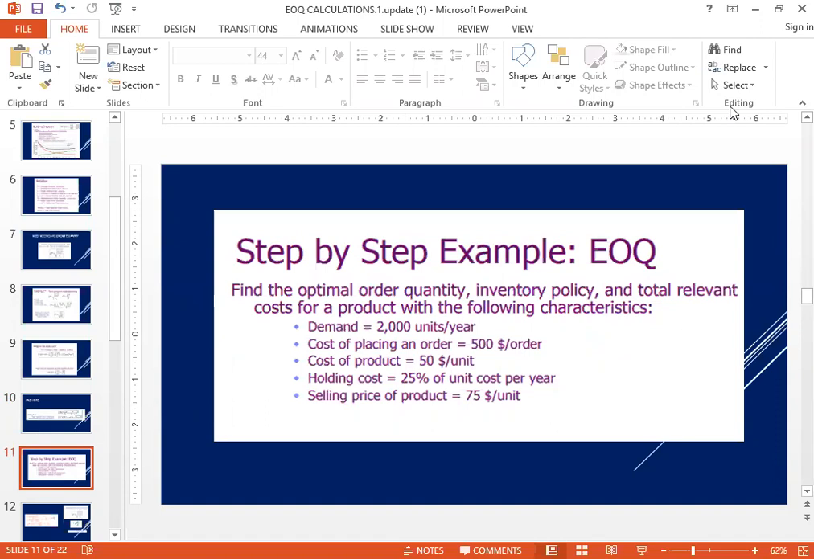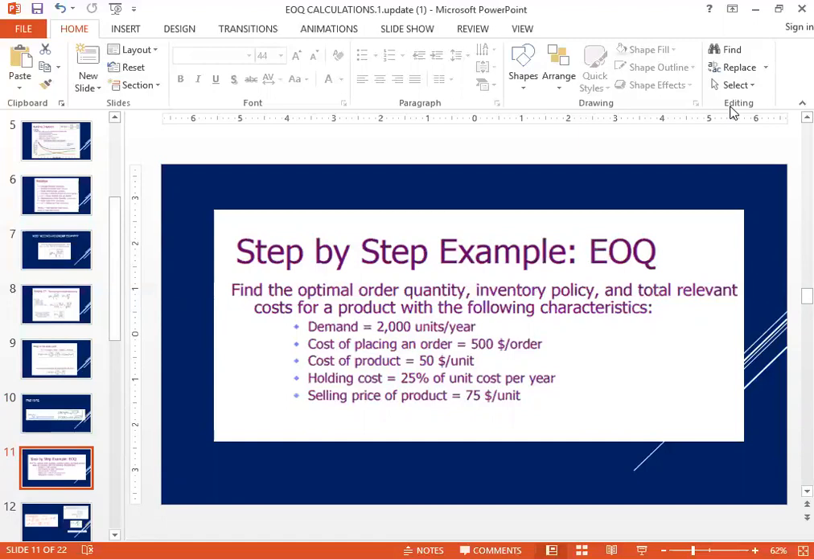So the question says, find the optimal order quantity, inventory policy, and total relevant cost for a product with the following characteristics. Demand is 2,000 units per year. Cost of placing an order is 500. Cost of product is 50. Holding cost is 25%. Selling price of a product is $75 per unit. Please note that usually selling price is not needed to solve EOQ problems.